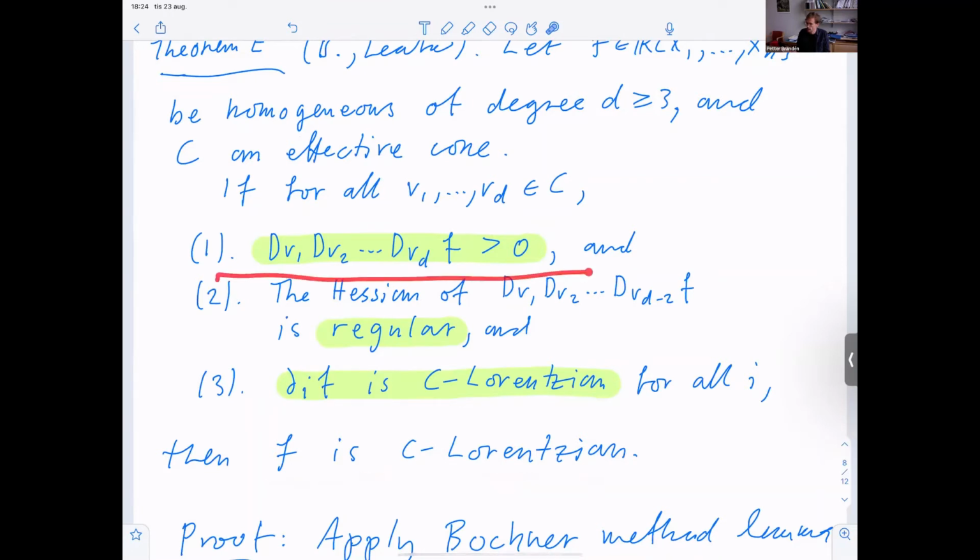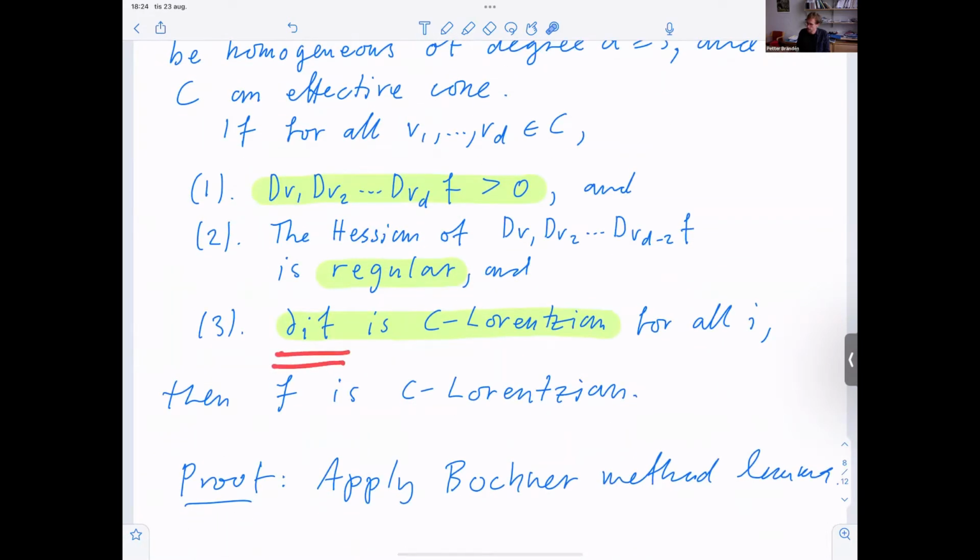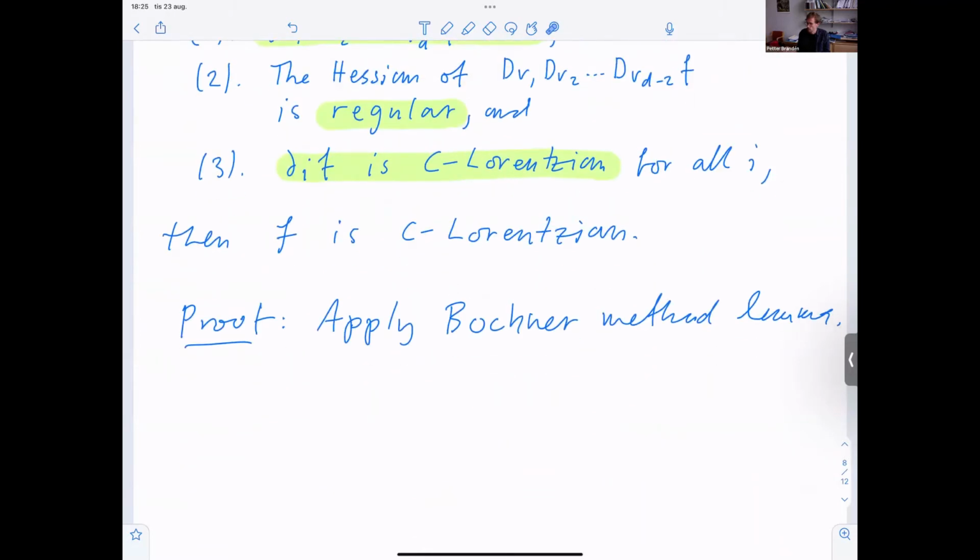The first one is the positivity of the coefficients of the mixed derivatives, which we have now. We have this lemma that tells us that this is the case. The second one is that the Hessian is indeed regular, which we also have. And the third one is the induction, which enables us to use induction, and it is that the derivatives in the coordinate directions are C-Lorentzian for all i. If we have these three properties, then f is C-Lorentzian. And this is actually just a corollary of this Bochner method lemma.